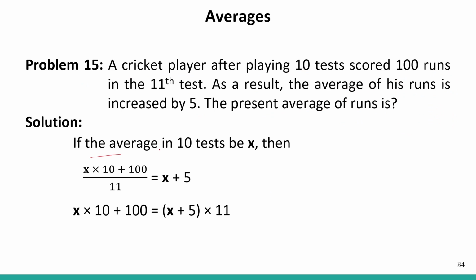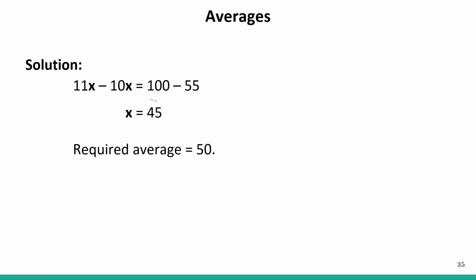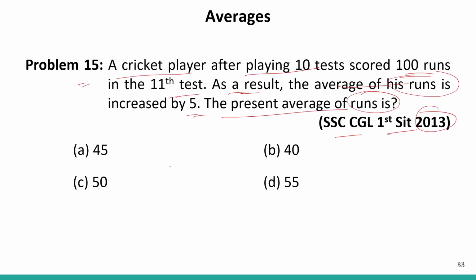So let's see. We assume the average of the 10 tests to be x. Then x plus 5 is equal to x into 10 plus 100 whole by 11. Solving this algebraic equation, we are left with 10x minus 11x is equal to 55 minus 100. So minus x is equal to minus 45, so x is equal to 45. The required average is x plus 5, that is equal to 50. So 50 will be the correct answer here.